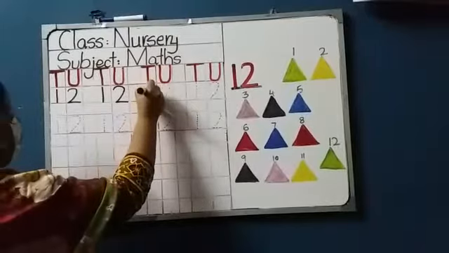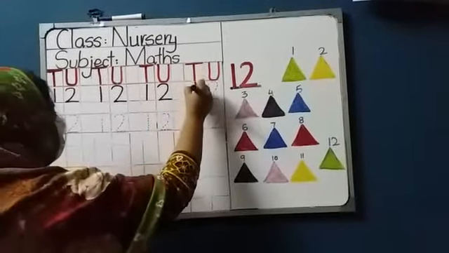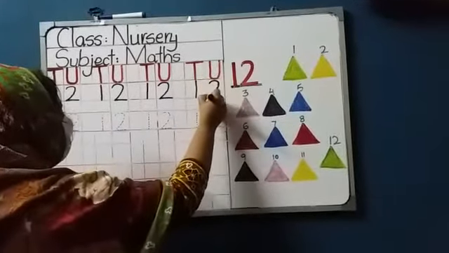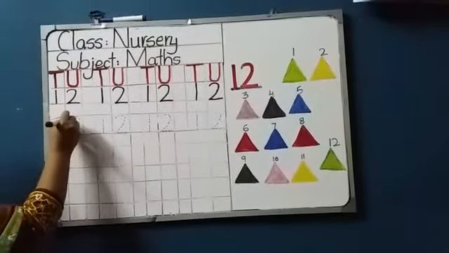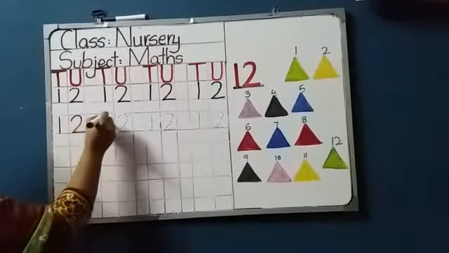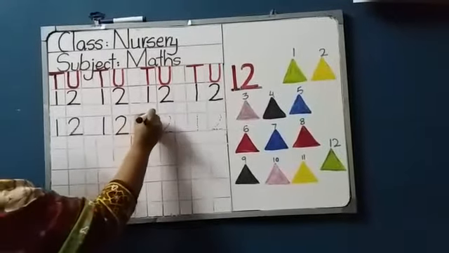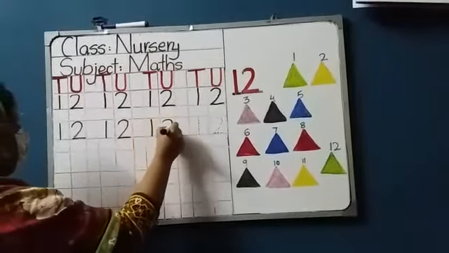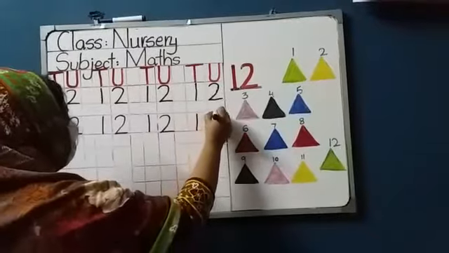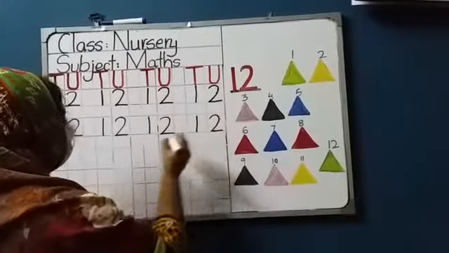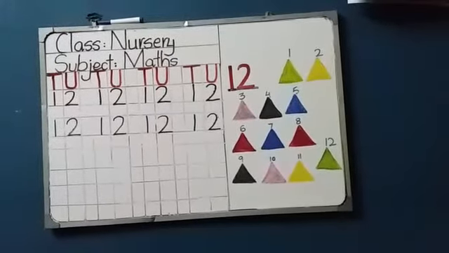1, 2, 12. Write and read. Read and write. 1, 2, 12. Read with me. We have done practice on dots.